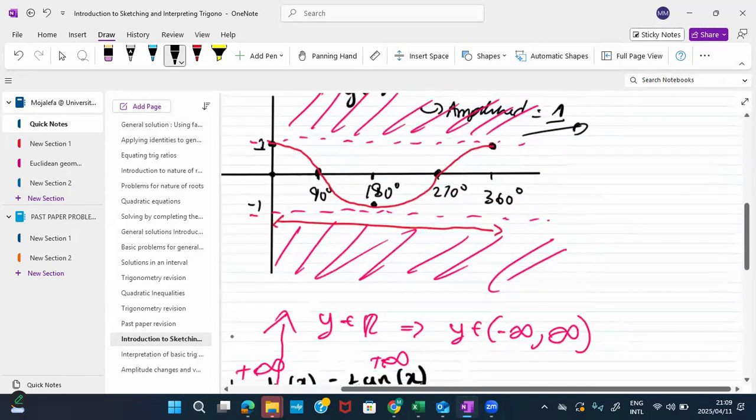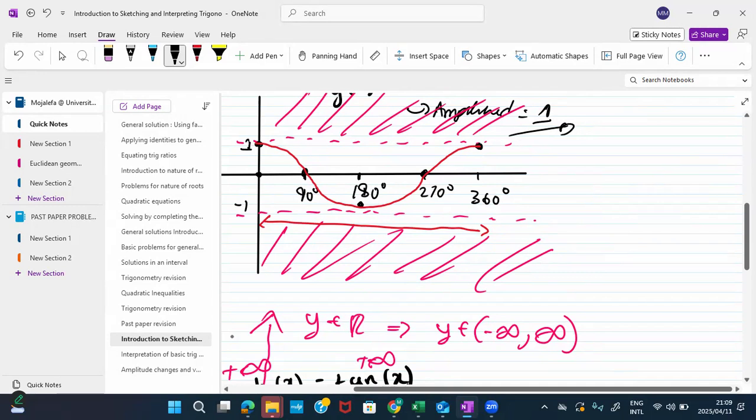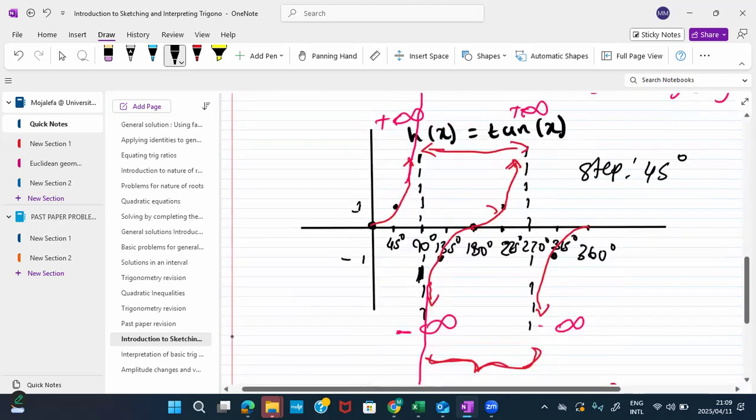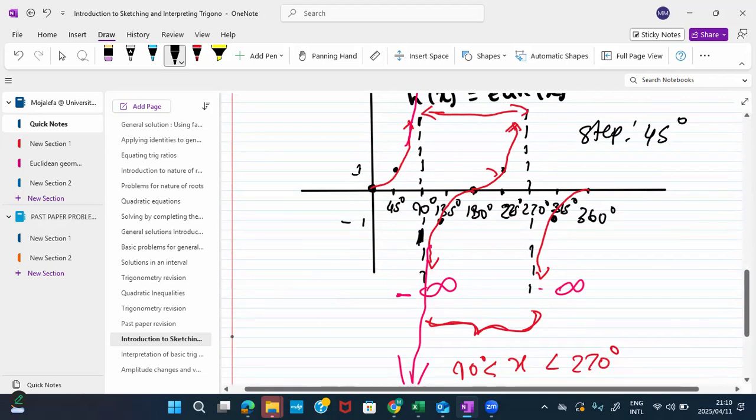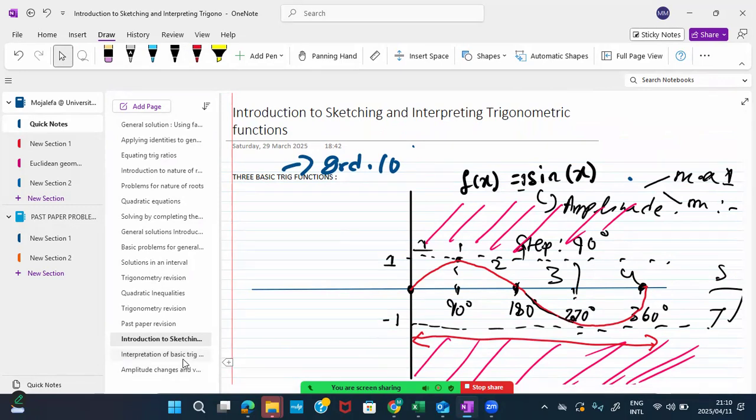Same goes for cosine. It's positive in quadrant 1 and only positive in quadrant 4. But in quadrant 2 and quadrant 3, the graph is under the x-axis. It's negative. You see that? The tangent function is always positive in the first quadrant, but then it's negative in the second quadrant. And then it's positive in the third quadrant. And again, it's negative in the fourth quadrant. So the CAST diagram is even in your functions. You must think about it.